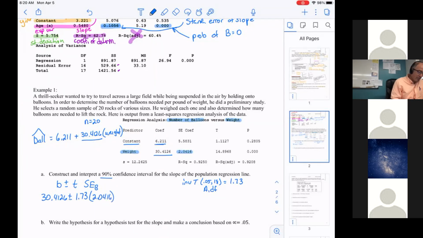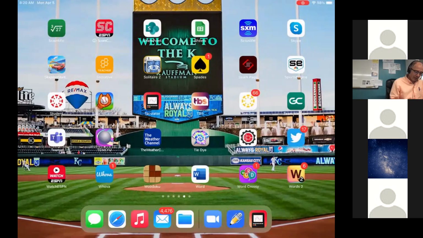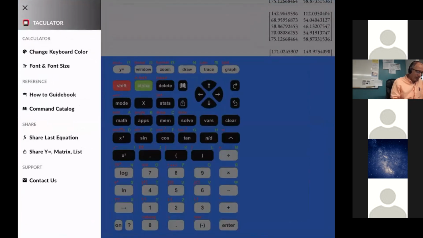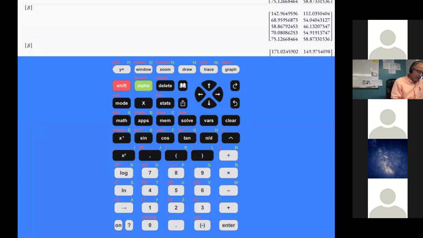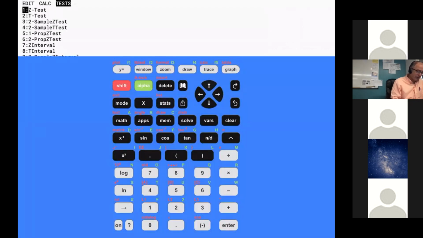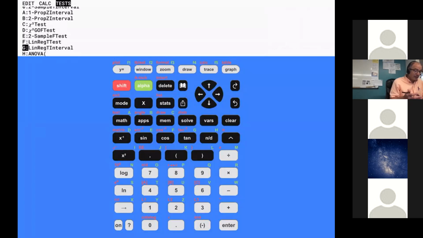And this is going to end up being a hand calculation. Our calculator does not do this. If we go into our calculator and go to Stats, over to Test, and scroll up, we see there's actually a linear regression t-test and a linear regression t-interval.